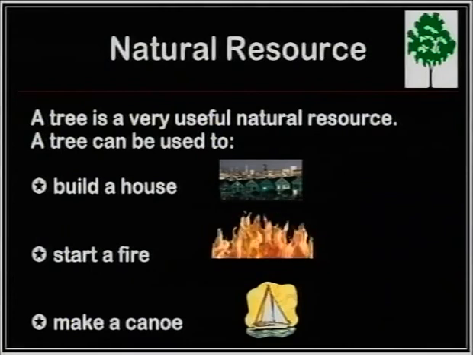All right, examples of a natural resource. Number one, it says a tree is a very useful natural resource. A tree can be used to one. What is it used for? All right, one, you can build a house with trees. You can start a fire and you can make a canoe. All right, using this natural resource.